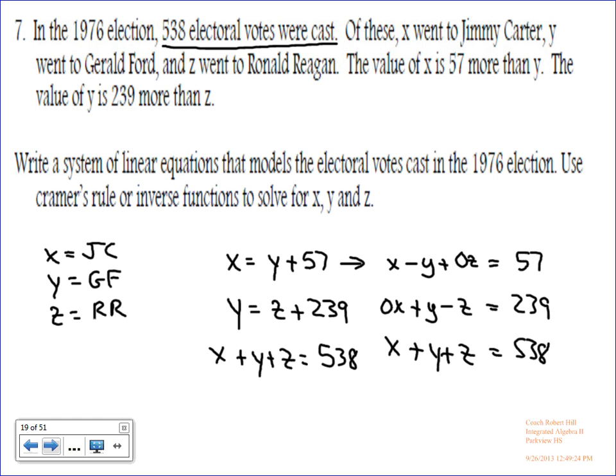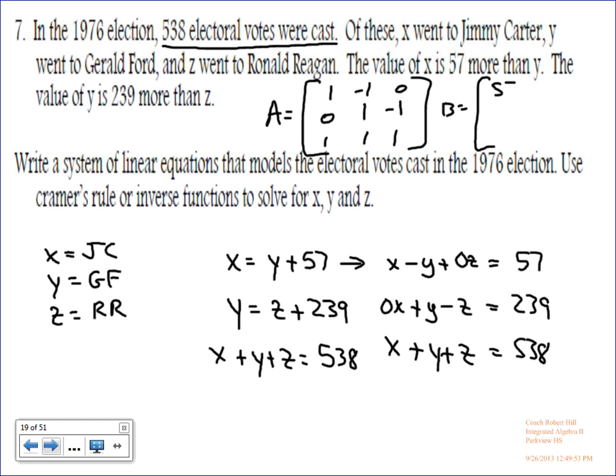Anybody want to venture? What's matrix A? 1, -1, 0. A little bit louder. 1, Matrix B is 57, 239, and 538. A inverse B. There's your answer.